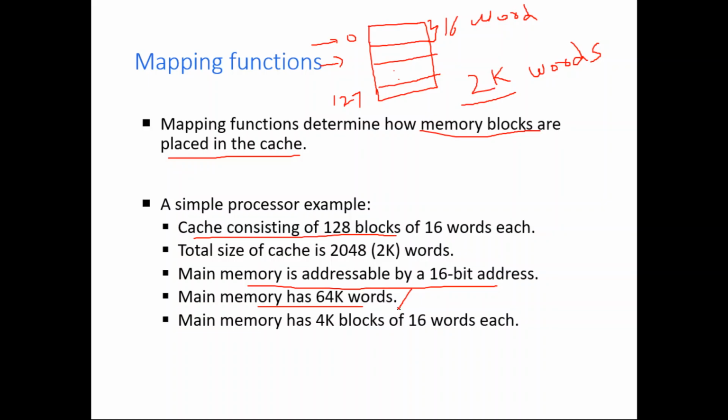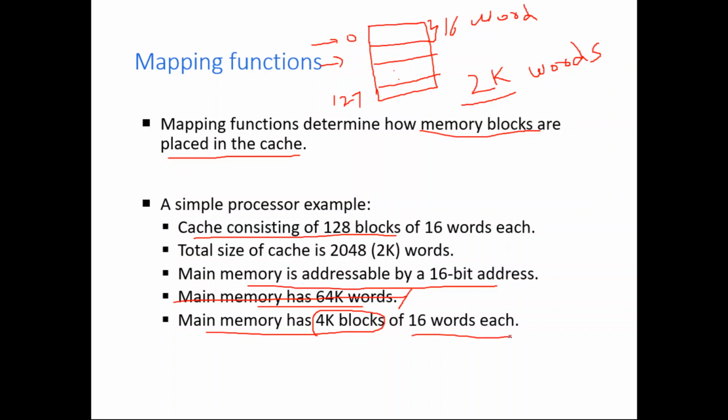Main memory has 64k words. First let us see this point. Main memory has 4k blocks, and each block can hold 16 words.